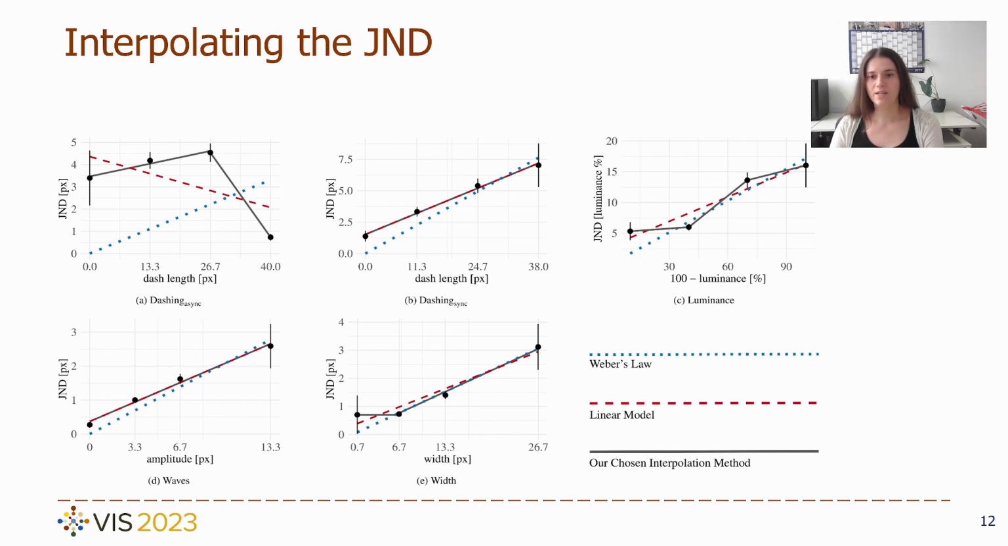Next, we tried to fit linear models to the data. The linear models are shown with red dashes. This worked well for dashing sync and waves. For dashing async and luminance, we had to linearly interpolate between 4 sample points to get reasonably good approximations. Then, with the interpolations, we extracted our just distinguishable line levels.